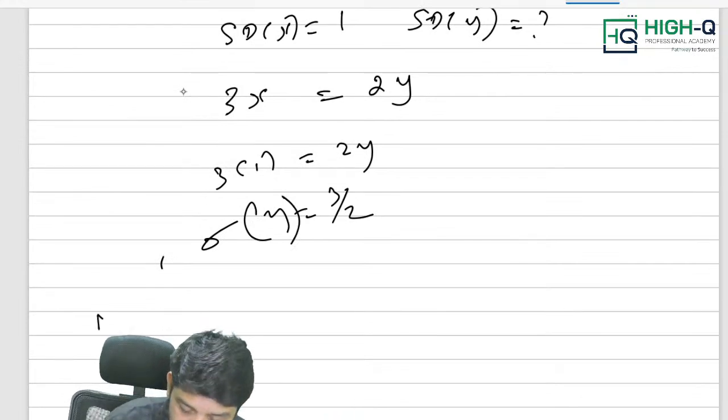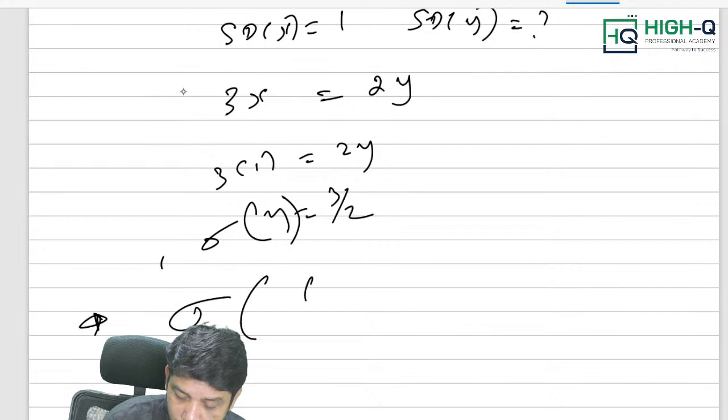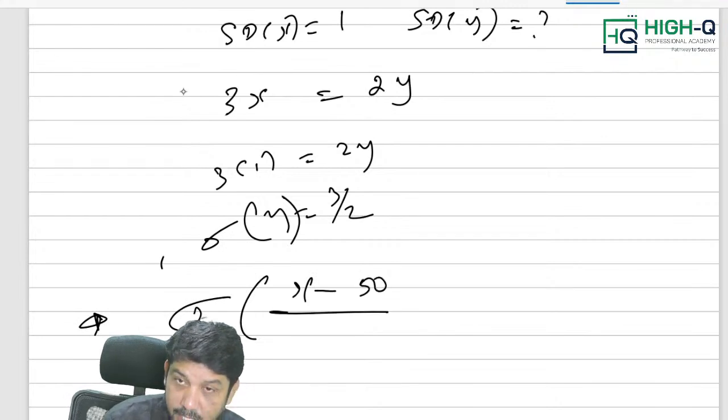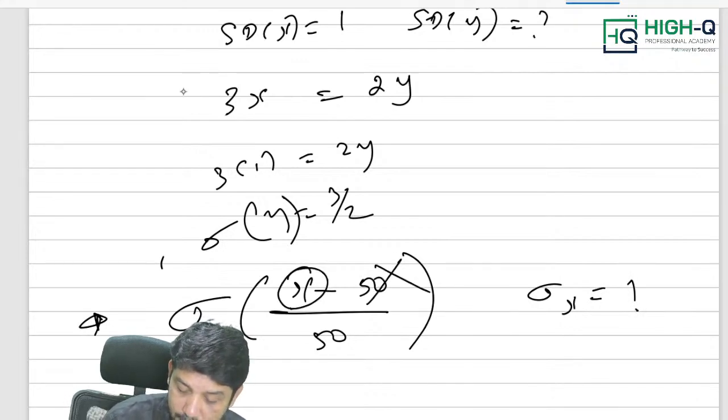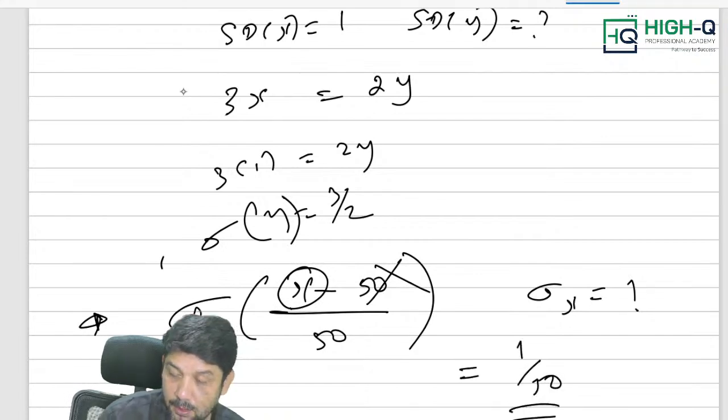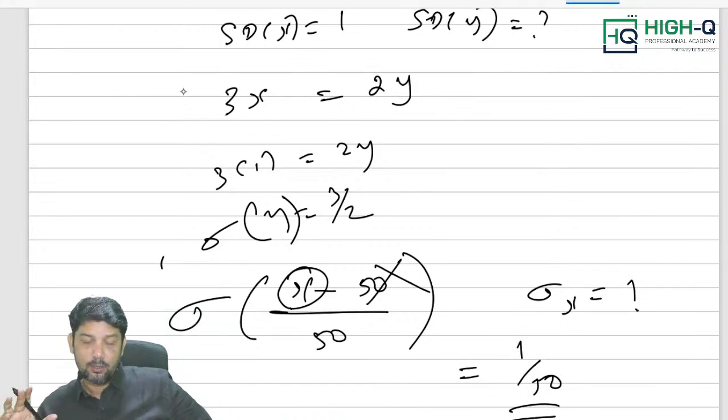Of course, sometimes this question will be asked: find the standard deviation of (x - 50)/50 when the standard deviation of x is 1. Simply put x = 1 here and ignore the 50. Only put x = 1 here. So the answer will be 1/50. You need not do anything else other than this. Instead of x we replace it, because it is affected only by change of scale, not by shift of origin. You can ignore the shift of origin and directly substitute the change of scale.